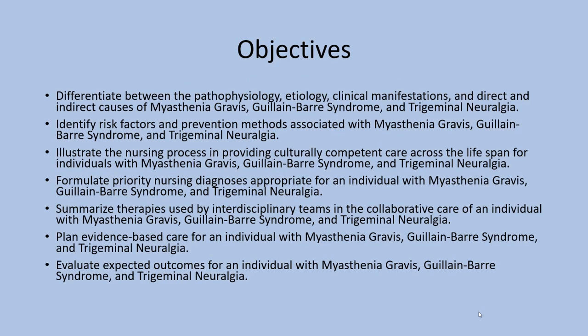So, objectives for today's lecture are to differentiate between the pathophysiology, etiology, clinical manifestations, and direct and indirect causes of myasthenia gravis, which you might hear me refer to as MG during this lecture, and then Guillain-Barre syndrome or GBS, and trigeminal neuralgia. Identify risk factors and prevention methods associated with those. Illustrate the nursing process in providing culturally competent care across the lifespan for those individuals.